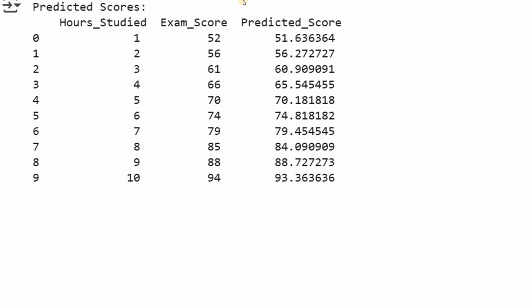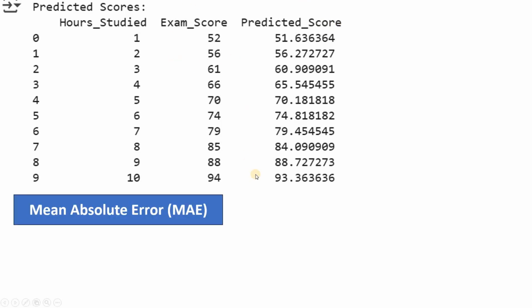In this case, if you observe, there is a difference between what the actual score is and what the predicted score is. Now, how do I say that my model is good or bad? It is obviously with the help of error. How do I compute error? Error is nothing but the difference between the actual minus predicted. So when I want to say what is the total error of my entire model, I can compute it using a metric called mean absolute error.